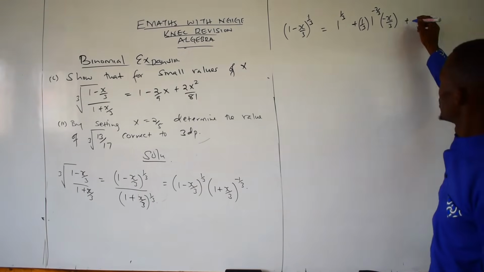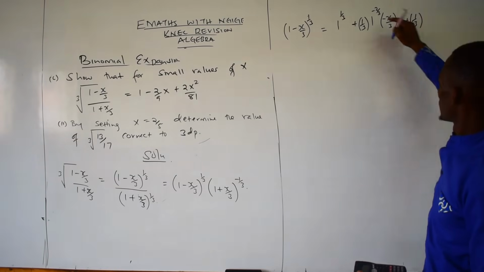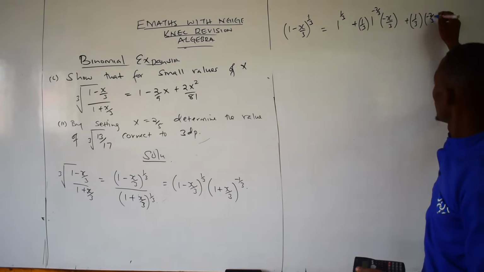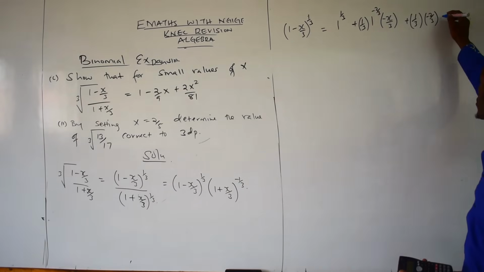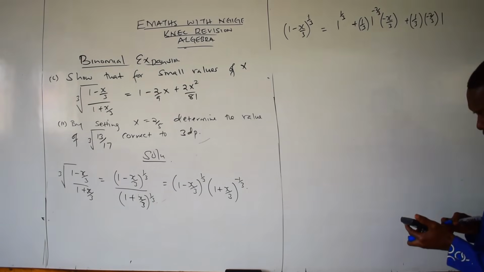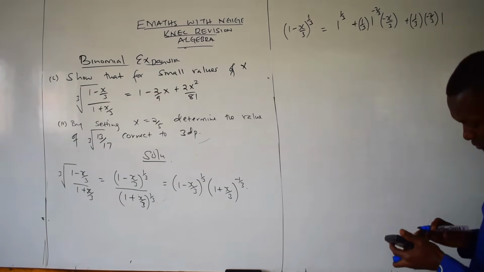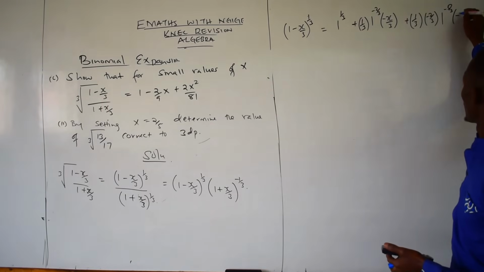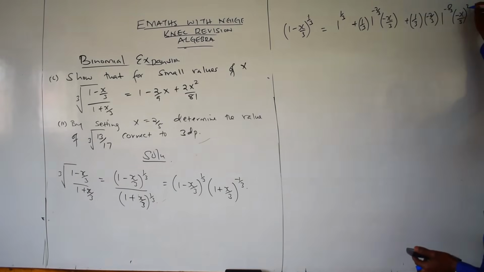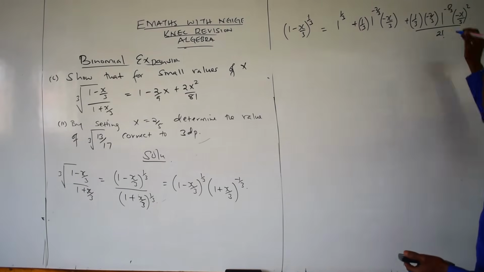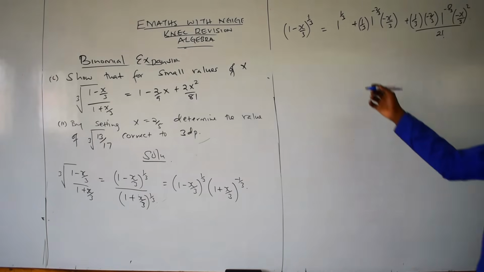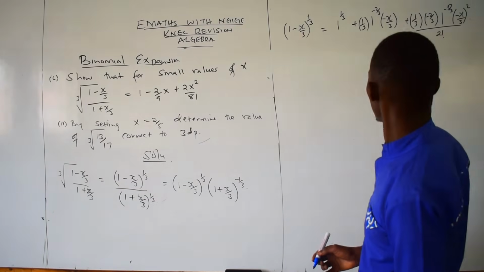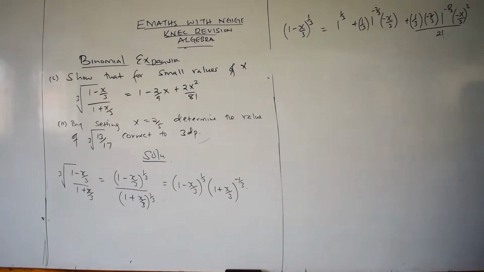Then you continue. We have a third, and drop the power: negative 2 over 3. Reduce the power by 1, so we subtract 1, and then you have negative 5 over 3. Then you have negative x over 3, squared, over 2 factorial. Remember, we are checking up to x squared, so we shall only have 3 terms at the end of the day.